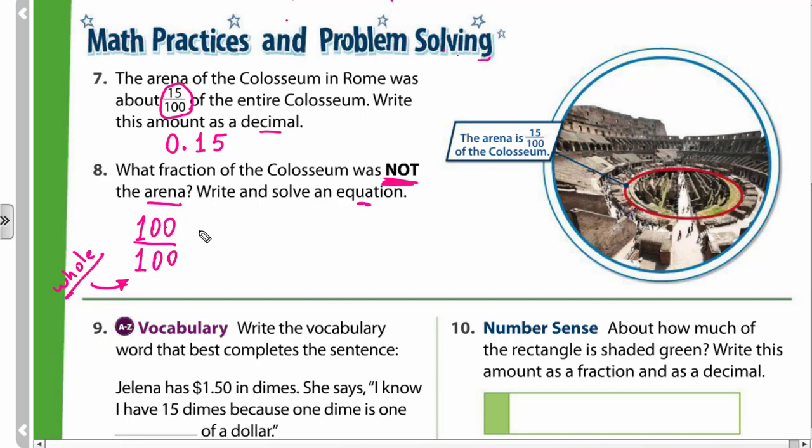Okay. So we need to take away the arena, which is 15 hundredths. And we need to find the answer using equations. So let's use any letter. Give me any letter. What about n? Is it okay? Okay, now what should we do? We need to find the value for this n. So let's find n. Subtract.